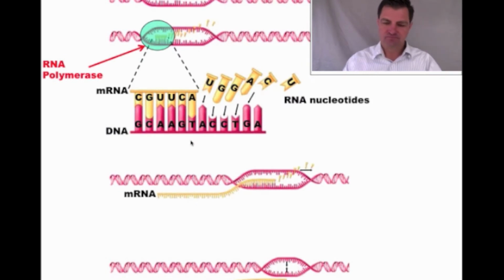So what we're going to do is, once again, since this is Bio 1, skip some of the proteins that are involved in initiating this step. We're just going to start at one point and say, okay, what happens is we have this enzyme called RNA polymerase.